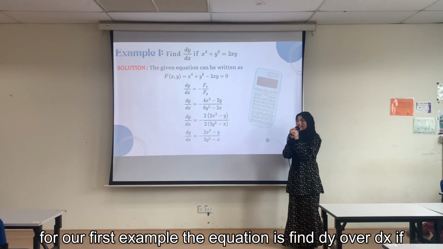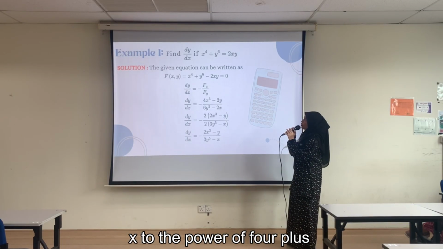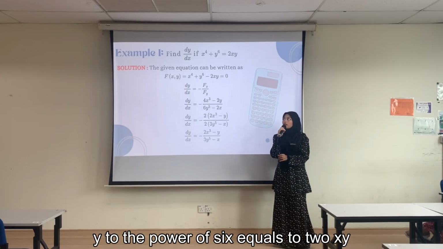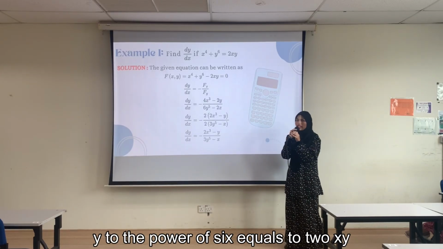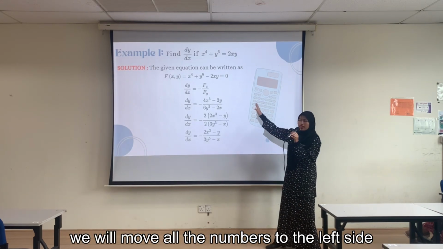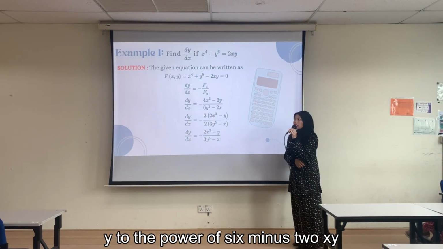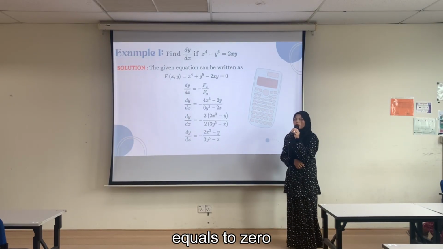For our first example, find dy over dx if x to the power of 4 plus y to the power of 6 equals to 2xy. So for the first part, we will move all the numbers to the left side and we will get x to the power of 4 plus y to the power of 6 minus 2xy equals to 0.